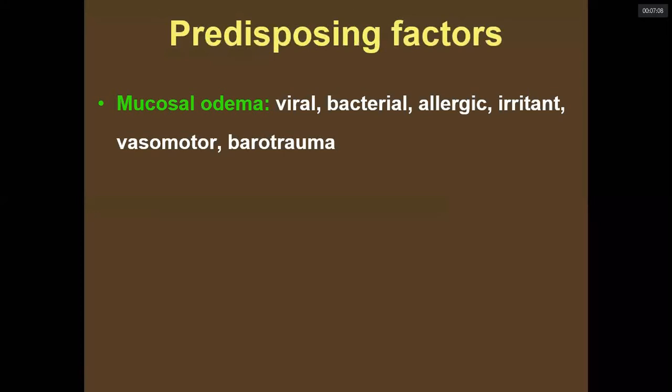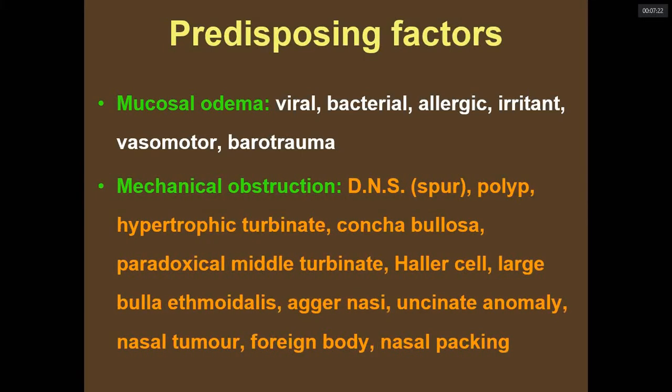So what are the predisposing factors? The predisposing factors are mucosal edema. It can be caused by viral, bacterial, allergic, irritant, vasomotor factors, or barotrauma. These are very important. Then mechanical obstruction, like in DNS or septal spur, polyp, hypertrophic turbinate, concha bullosa, paradoxical middle turbinate, Haller cell, large bulla ethmoidalis, agger nasi, uncinate anomaly, nasal tumor, foreign body, and nasal packing. All of these conditions will cause mechanical obstruction.